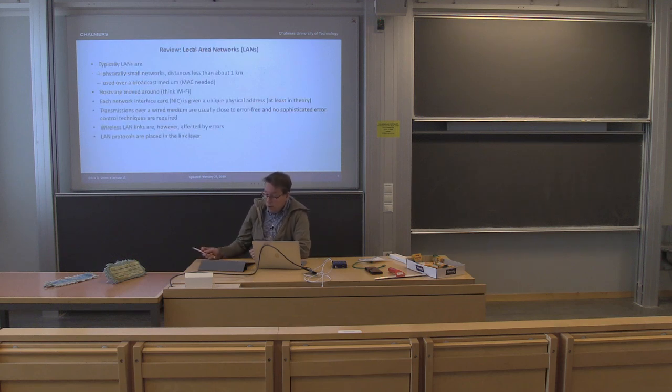Let's go on here. Review: we know a local area network is basically an area which is limited in physical extent. It's typically used over a broadcast medium, which means that we need medium access control. Hosts are moved around. We have network interface cards which have physical addresses. And transmission over a wired medium is usually close to error-free. We don't need so much sophisticated error control for this, but we need that for Wi-Fi. We'll talk more about Wi-Fi, I think, in the next lecture. And LAN protocols are placed in the link layer.